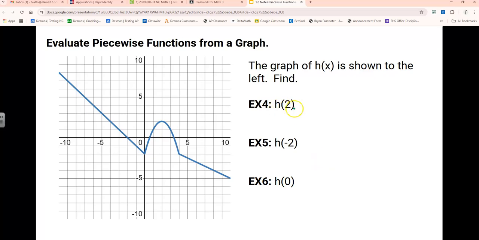So if I want h of 2, that means my x coordinate is 2, and I need to find the y coordinate that goes with it. So my x coordinate is 2 right here. I go up here to this point on the graph. What is the y coordinate there, Heston? It would also be 2, but we're looking at the y-axis there to find that 2. So 2 is my answer.